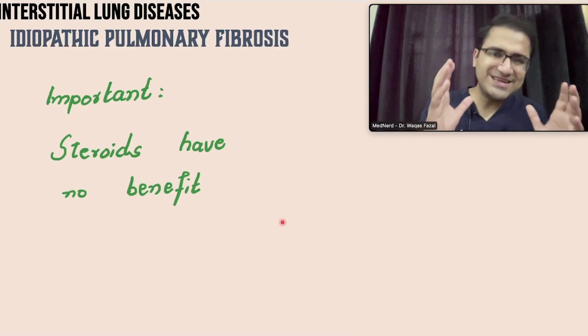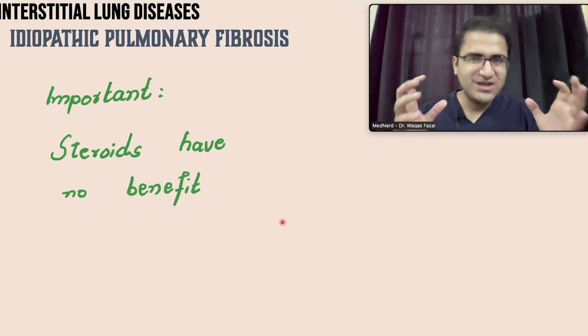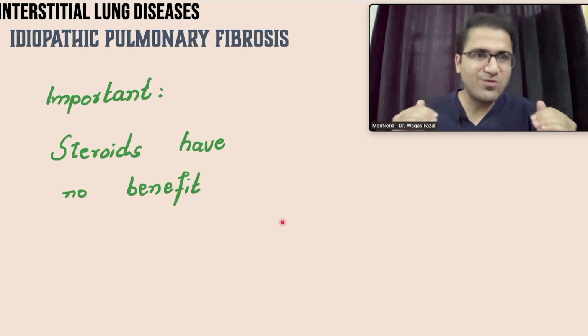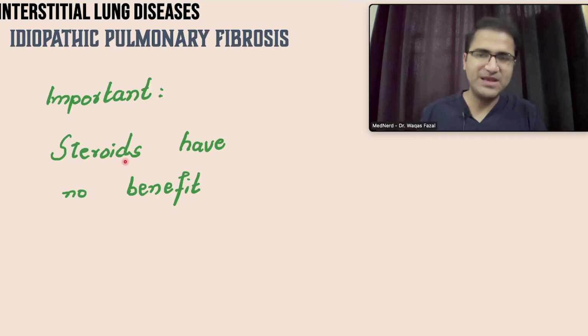Now you'll be thinking that this is an autoimmune condition where there is excessive immune response, and steroids should be used to stop this. In idiopathic pulmonary fibrosis, steroids have no benefit. Especially in the cases of idiopathic pulmonary fibrosis, steroids have no role and they are not given.